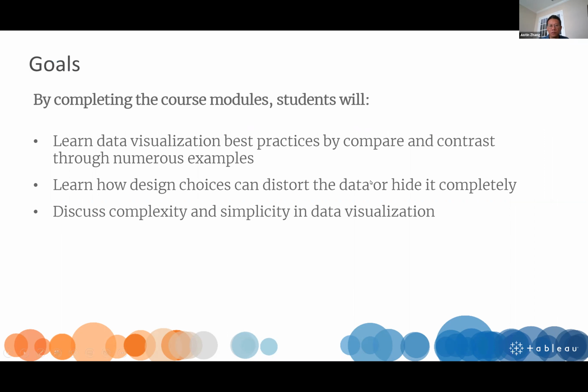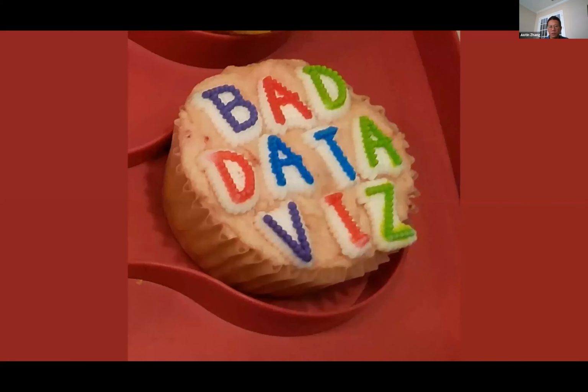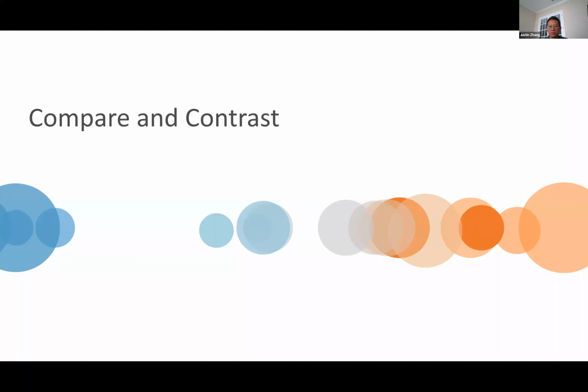In this video, we will look at several examples. We will compare and contrast those examples to show how design choices can distort the data or hide it completely. We will discuss complexity and simplicity in data visualization. So we will look at several bad examples of data visualization. And the purpose of this video is to demonstrate data visualization through comparing and contrasting examples.